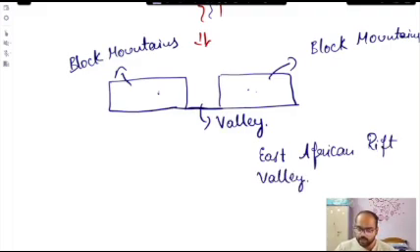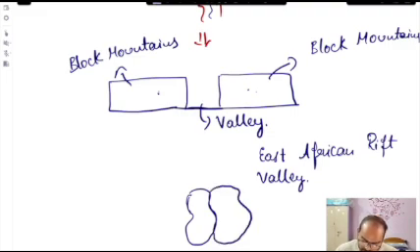So how did it form? Imagine this is South America. This is Africa, and this is Indo-Australia, New Zealand. What's happening here? South America is getting drifted apart from Africa. While drifting apart, the South Atlantic Ocean is formed.